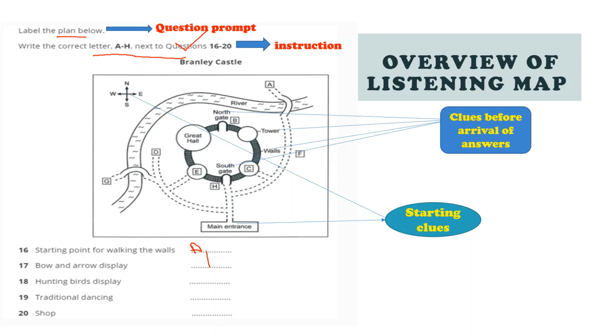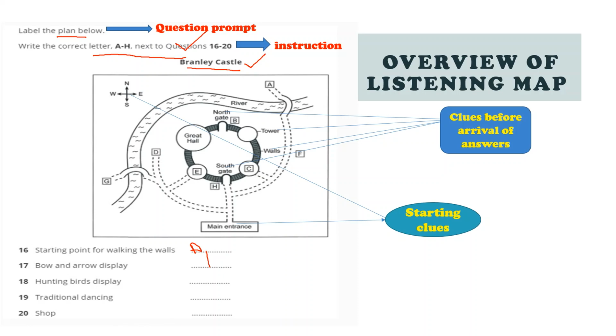Then there is a heading. Okay, Branley Castle or MGM Resort, or you can say Queen's Mary Hospital. These headings, the headings of the maps, help us to fix our mind on a certain set of vocabulary. So if it says castle, we know what kind of words and vocabulary we are going to hear in the recording.